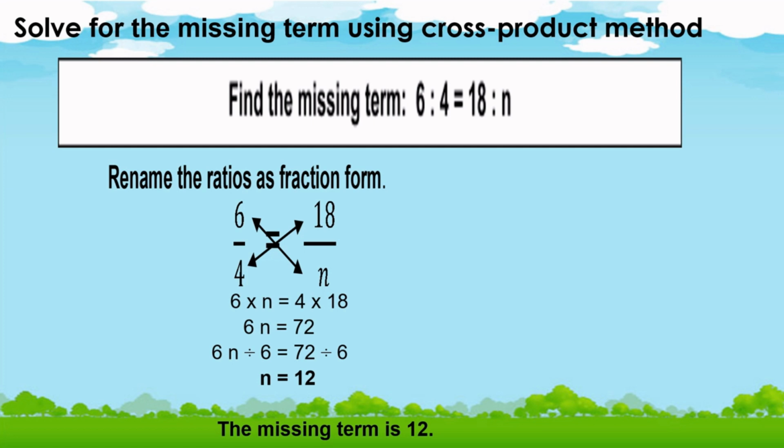Then we will divide it by 6. So 6n divided by 6, we have n. Then 72 divided by 6, we got 12. So the missing term is 12.